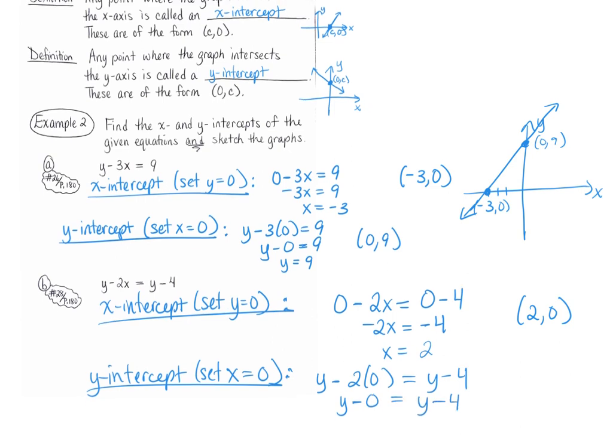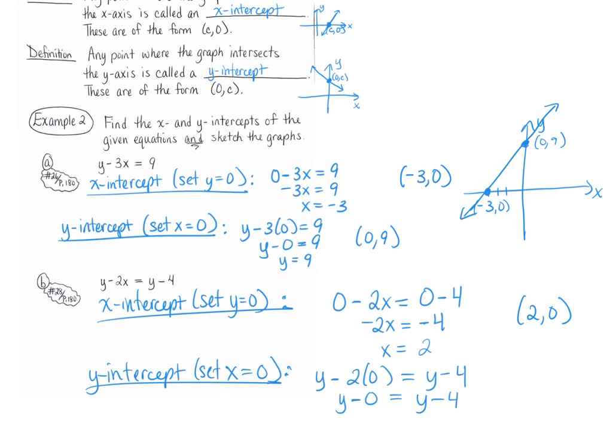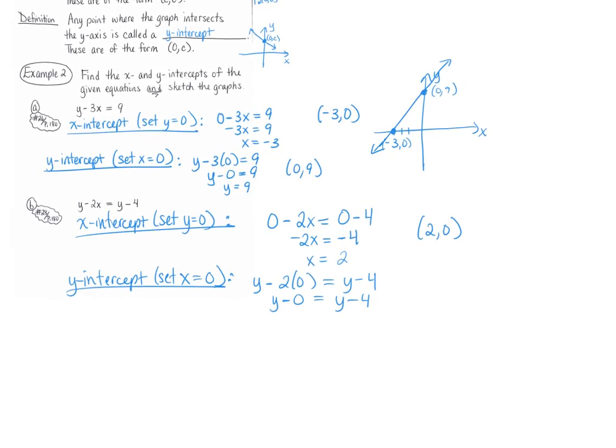You can subtract y from both sides to get 0 equals negative 4, which is false. So that's a false statement, which means that you have the point 2, 0 and the line through that. So you have a vertical line. What questions do you have?